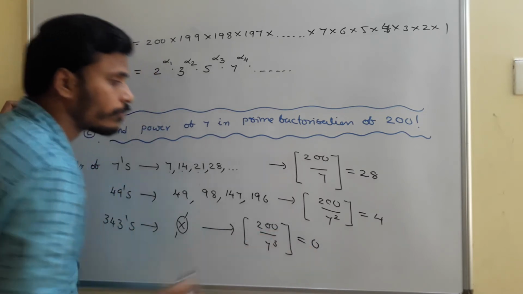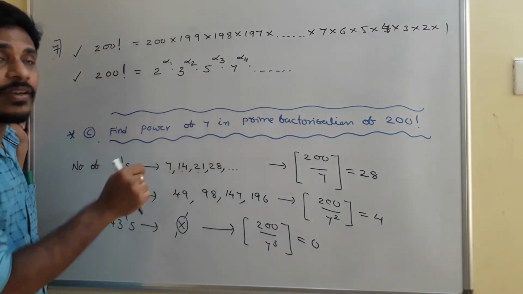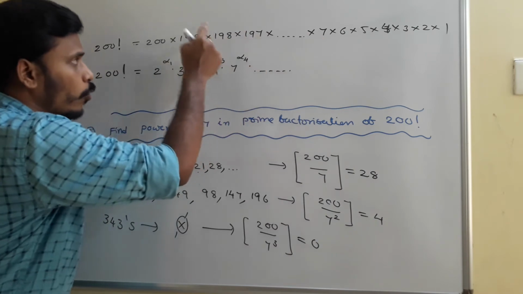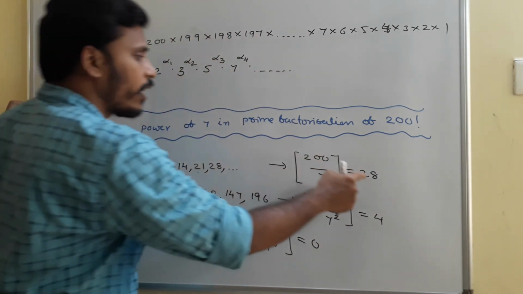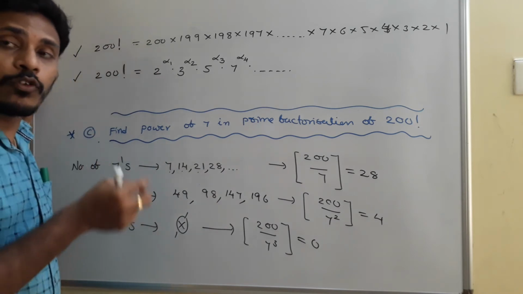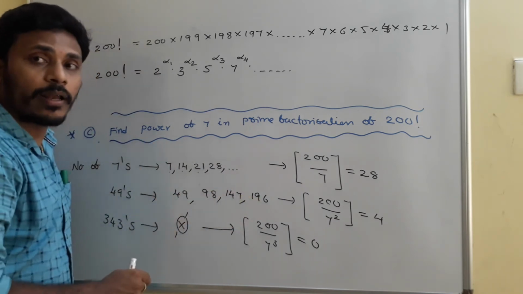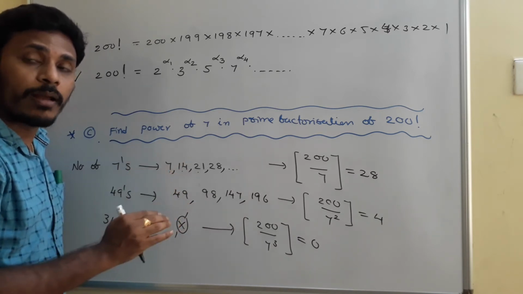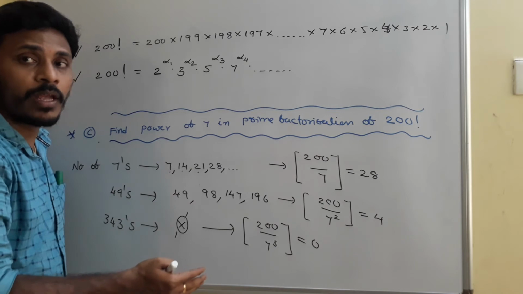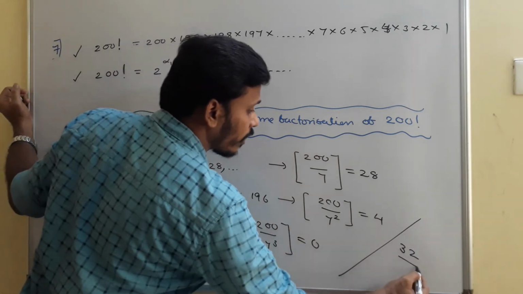At the end, in this product, if you collect 7s, 7, 14, 21, 28, like that, if you count, you will get 28 7s. And after that, if you search for more 7s, you need to count the multiples of 7 square. And 4 multiples of 7 squares are there, and these 4 numbers will give you one more 7 each. And at the end, the total number of 7s here is 28 plus 4, which is 32.